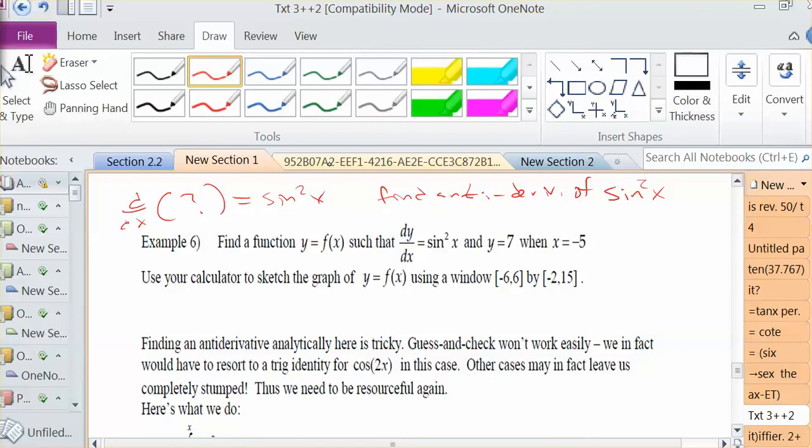So finding the antiderivative analytically is tricky. Guess and check won't work as easily. It worked fine for dy over dx equals sine x, then y would be negative cos x. And we probably would have to resort to some trig identity, which we really don't do in this course or on the AP exam, so we're not going to go there. So we need to be resourceful again. And here's what we're going to do.